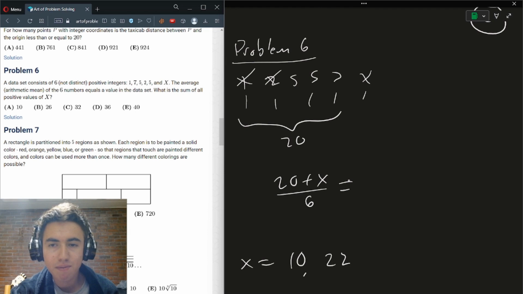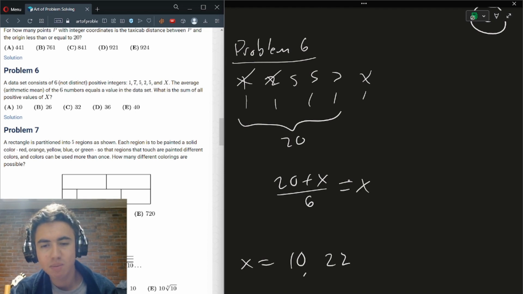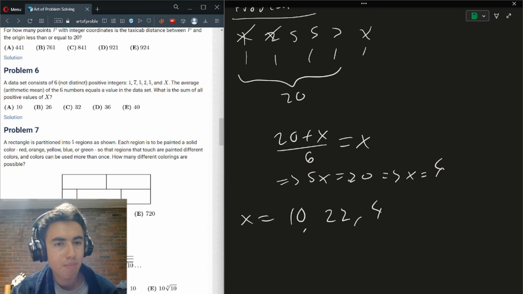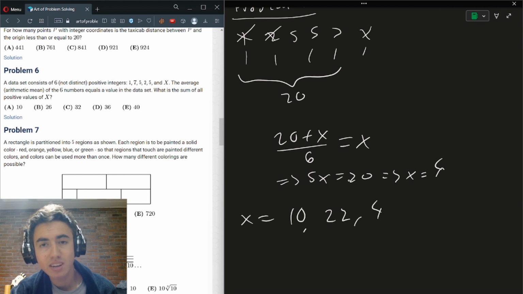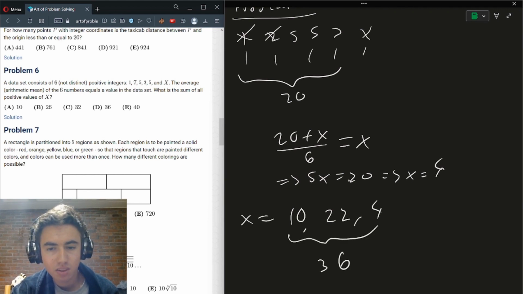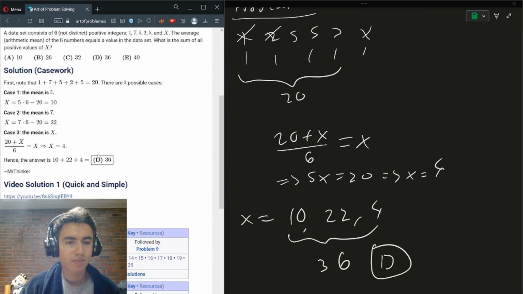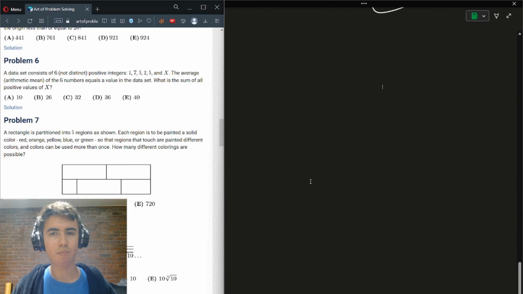But remember, we also have to be careful. What if 20 plus x divided by 6 is equal to x, right? Let's see if that's possible. If we rewrite this, we get 6x minus x is 5x is equal to 20, which means x is equal to 4 is a possibility. So now we have these three possibilities that work, the positive ones. Now let's take the sum, which is 22 plus 4 is 26, plus 10. The sum is 36, which should be D. And let's check that that's right. It is indeed right.